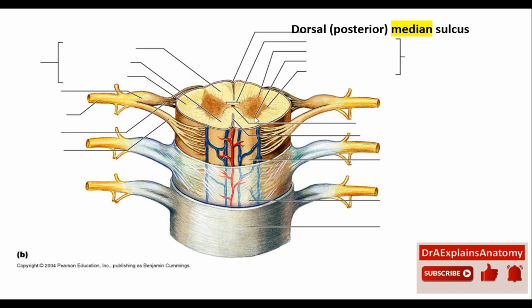Moving to the dorsal posterior median sulcus. As we mentioned earlier, this bulge, this unique structure right here, will help me identify the posterior aspect of the spinal cord. So this cut right here is the dorsal, also called posterior median sulcus. Whereas this is the ventral anterior median fissure. A fissure is a deeper cut, whereas a sulcus, right here, is a superficial cut.